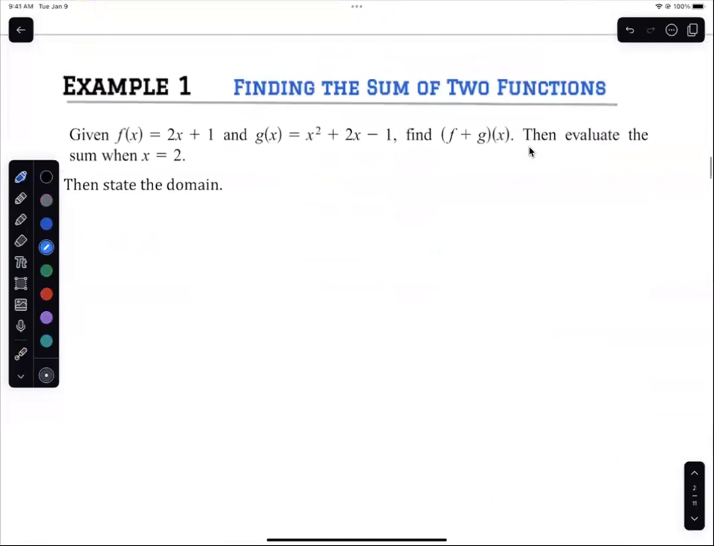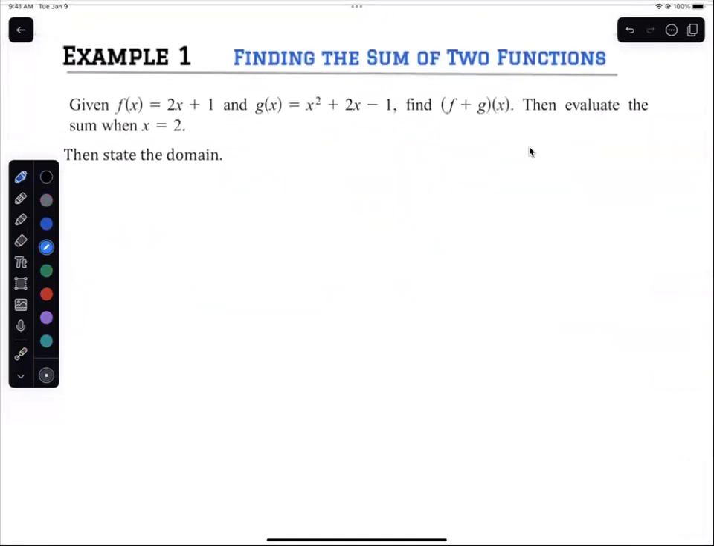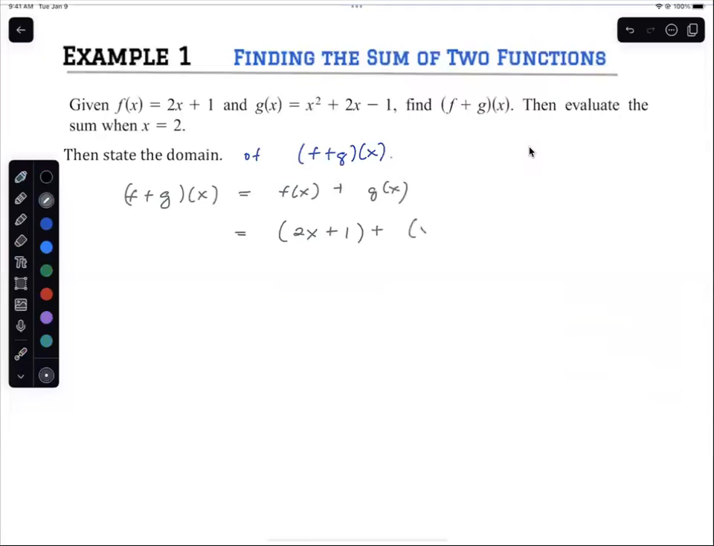All right, so example 1, given f of x is 2x plus 1 and g of x is x squared plus 2x minus 1, find f plus g of x and then evaluate the sum when x equals 2 and then state the domain of f plus g of x. So f plus g of x is just equal to f of x plus g of x. So f of x, they told us, was 2x plus 1. g of x is x squared plus 2x minus 1. So all you have to do is just simplify by combining like terms.